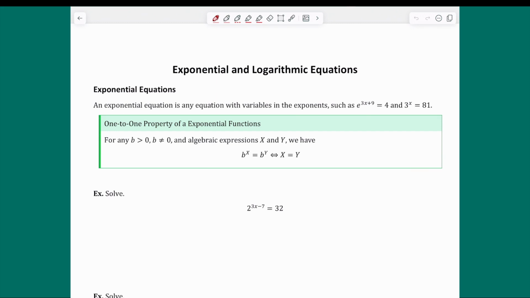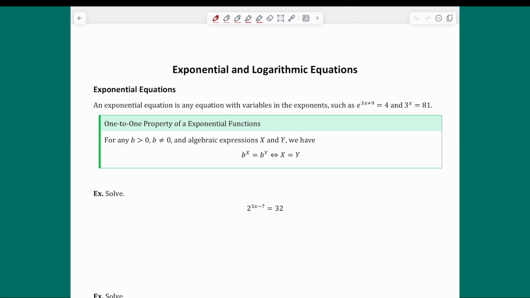Okay, so in this video we're going to discuss some exponential and logarithmic equations. Let's start off with exponential equations. An exponential equation is any equation with variables in the exponents, such as e to the 3x plus 9 equals 4, and say the equation 3 to the x equals 81.